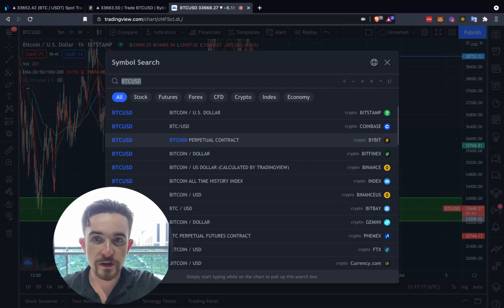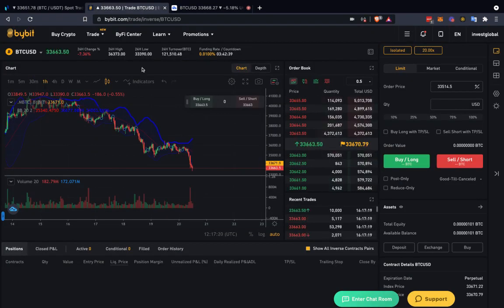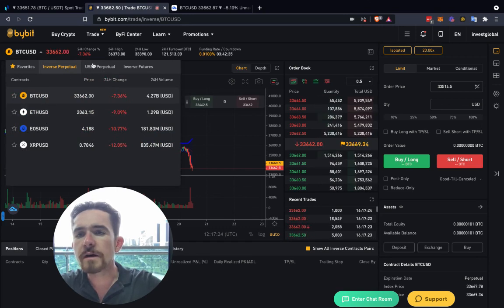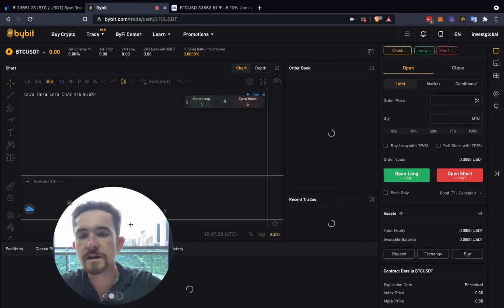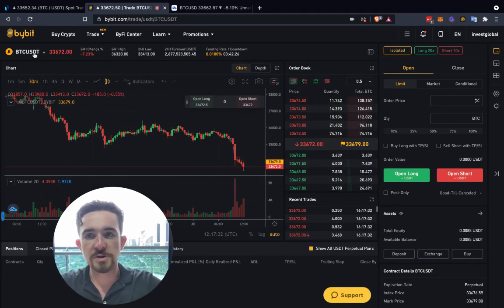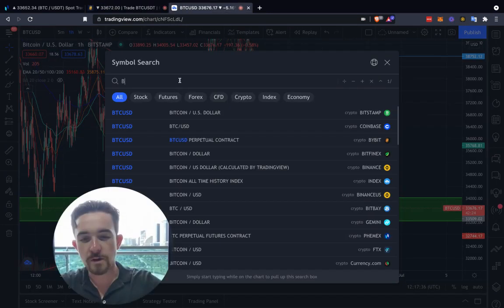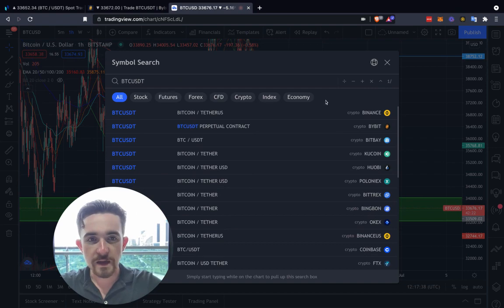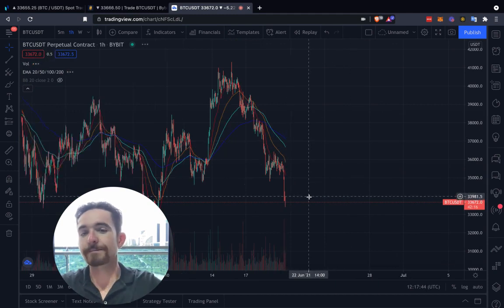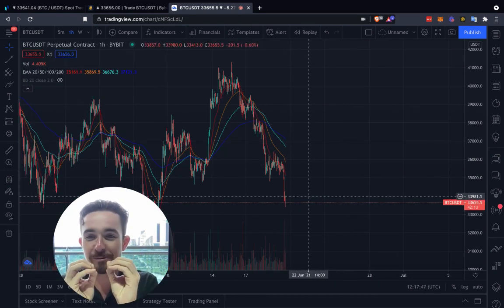So we want to go here. BTC USD, let's say we want to do USDT here. So yeah, inverse. How about this? USDT perpetual. Let's pop over there for a second. Okay, this is typically what I would do. BTC USDT perpetual, that way you can trade on leverage. So I would go here, BTC USDT, and right here you can see ByBit. This is the perpetual future contract. Boom, we pop that in.